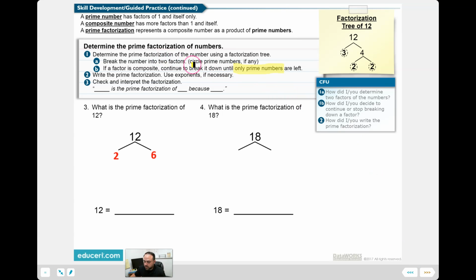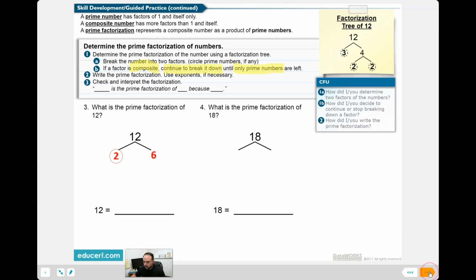Alright, let's go ahead and check out if these are prime numbers. If they are, we will circle them. The number 2 is a prime number. There is no other way to multiply and get 2 other than 1 and 2. But the number 6 is not a prime number. It is a composite number, so we will continue to break it down. What are 2 numbers that multiply and give you 6? You have 1 times 6, which we mentioned on problem number 1 we cannot use, but there's also 2 times 3.